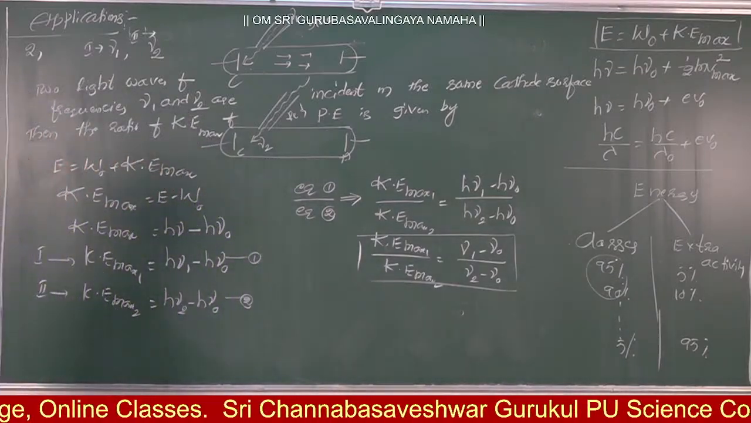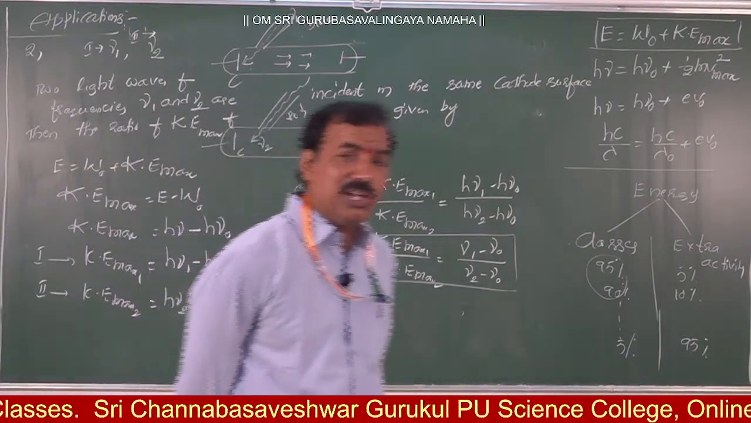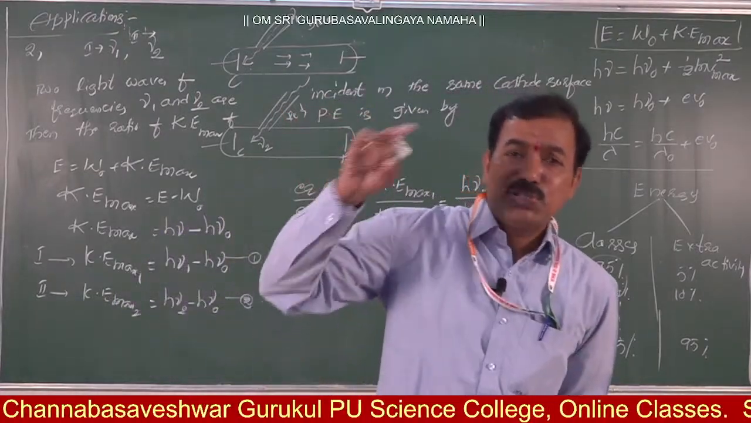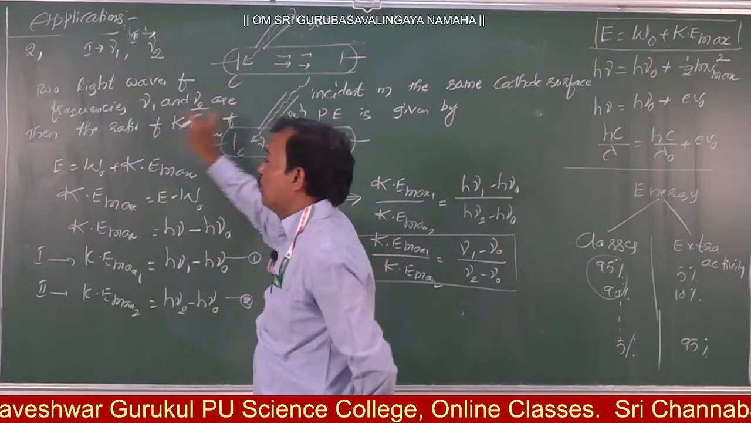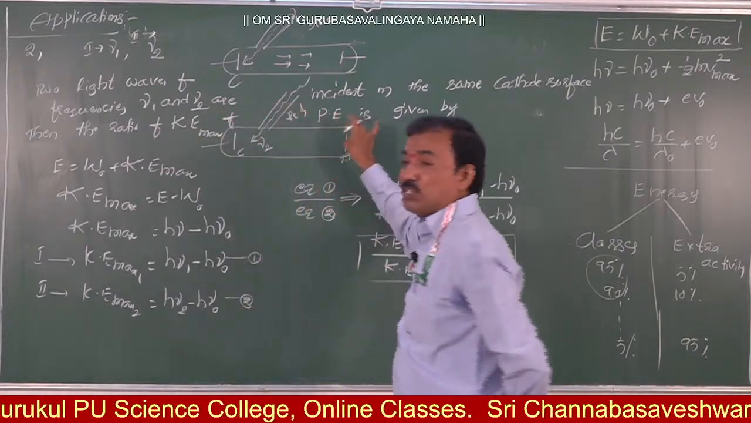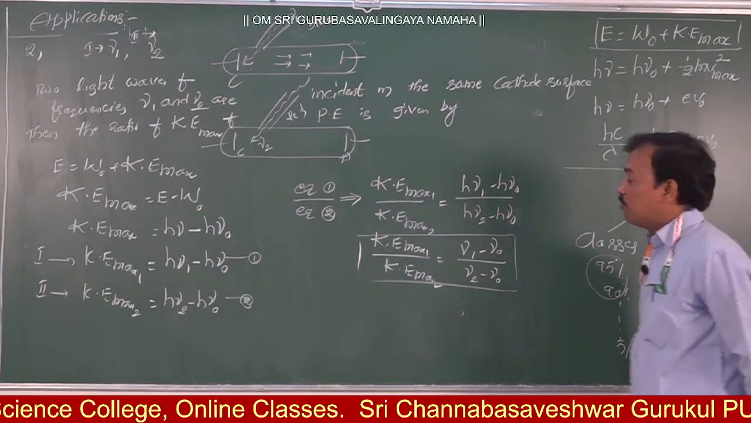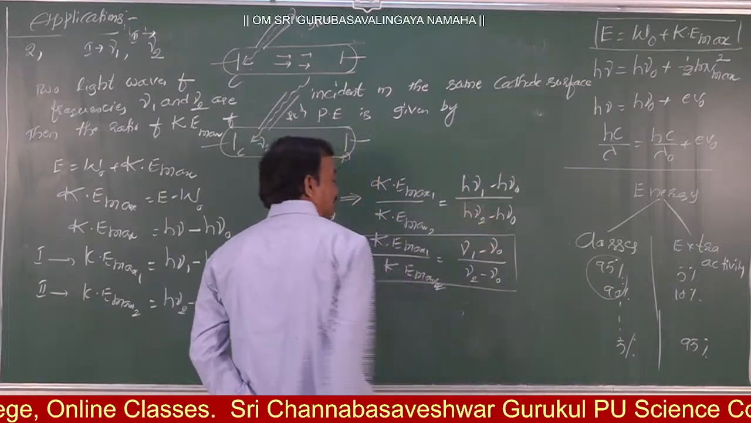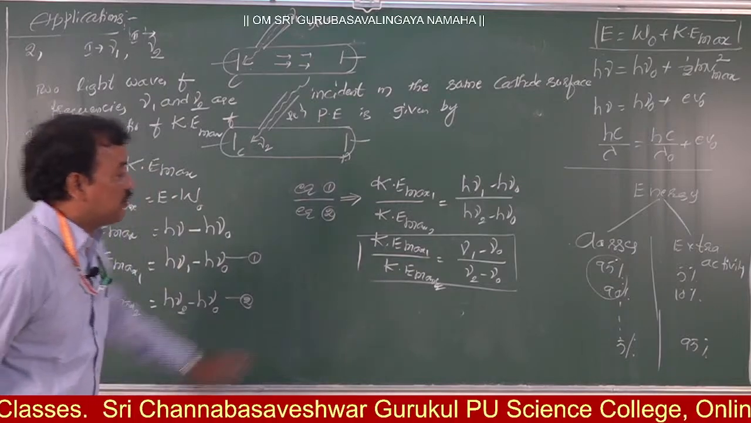So this is the second application. What is the second application here? Whenever only the frequency of the light wave changes, first light frequency is ν1 and second light frequency is ν2, then the ratio of KE max of the photoelectrons is given by KE max 1 by KE max 2 is equal to ν1 minus ν0 by ν2 minus ν0. So this is for frequencies only.